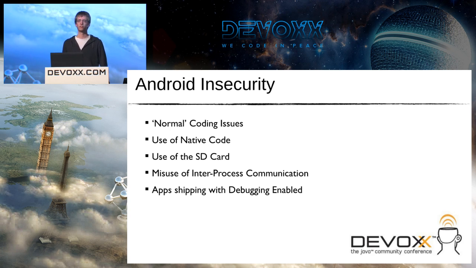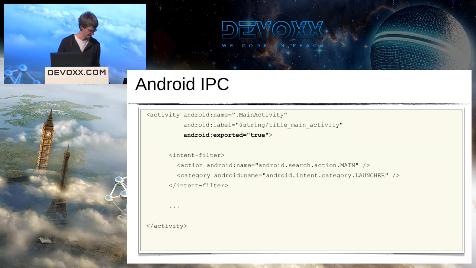And believe it or not, apps shipping with debugging enabled. It's true, you can go onto the Google Play Store today, download applications, and they are debuggable. And you have to go out of your way to do that, so I don't know why that is the case.